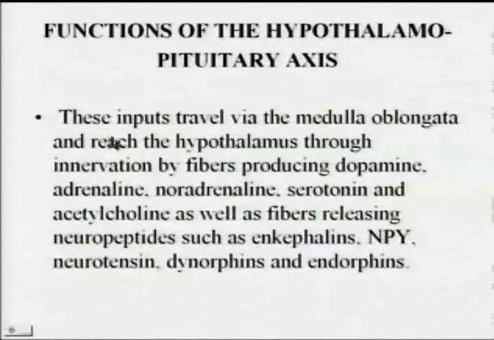So these inputs travel via the medulla oblongata, coming up from the spinal cord, or other nearby sensory input through the cranial nerve nuclei. The vagus nerve is a prime example that has direct input to the medulla oblongata, and reach the hypothalamus through innervation of fibers producing dopamine, adrenaline, noradrenaline, serotonin, and acetylcholine. These we will talk about in the next section when we talk about neurotransmitters, as well as fibers releasing neuropeptides such as enkephalins, neuropeptide Y or NPY, neurotensin, dynorphins, and endorphins.